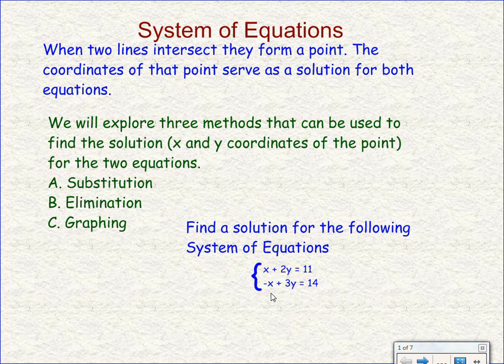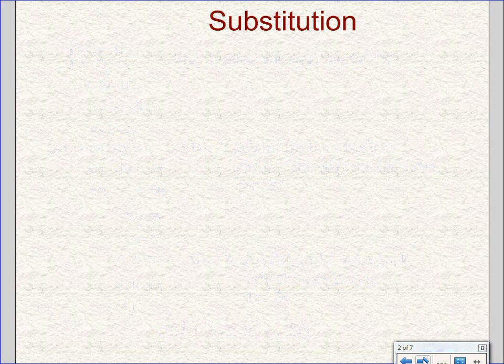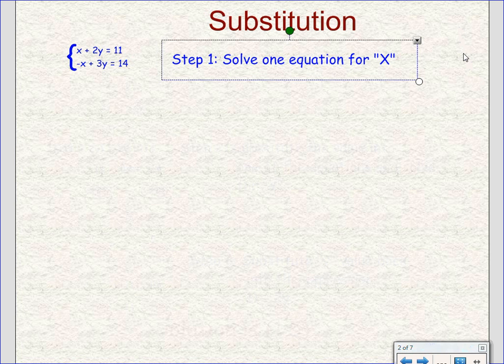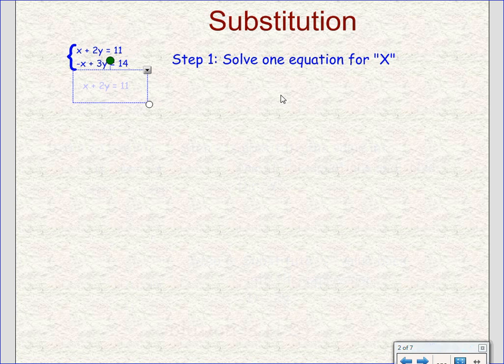Find a solution to the following system. x plus 2y equals 11, and negative x plus 3y equals 14. Let's use substitution first. Remember, we're going to use the same system for every method. Our first step here would be to solve one equation for x. I'm going to choose the first equation, and we're going to solve that equation for x.